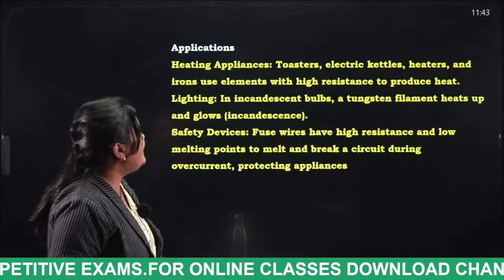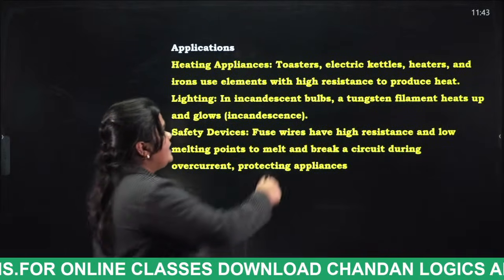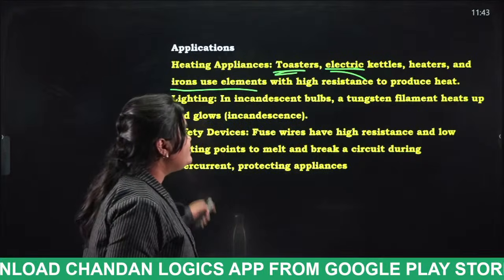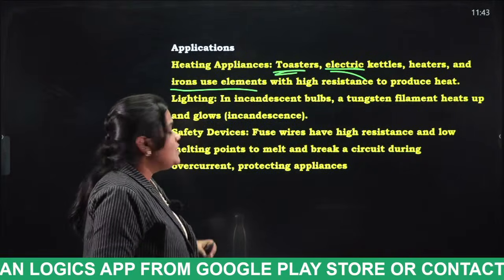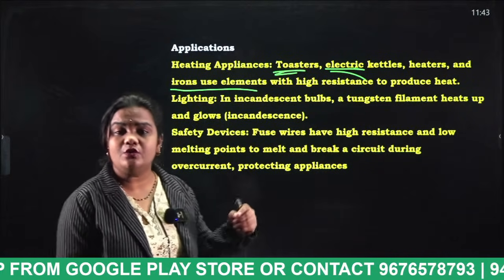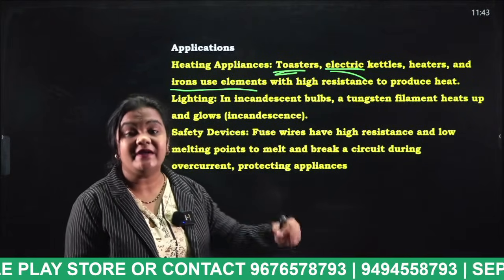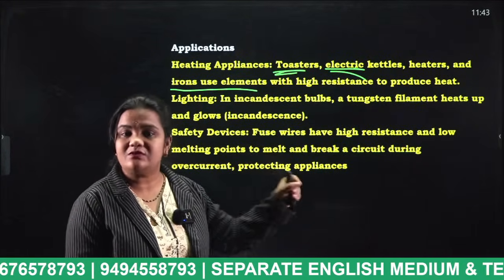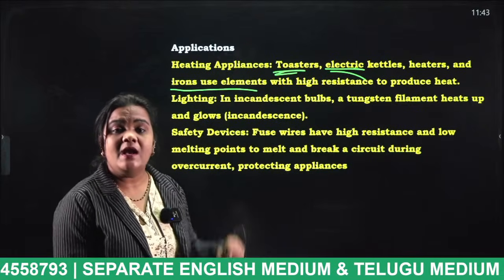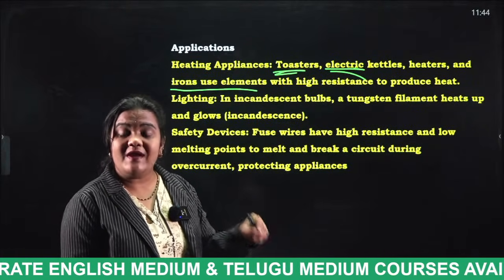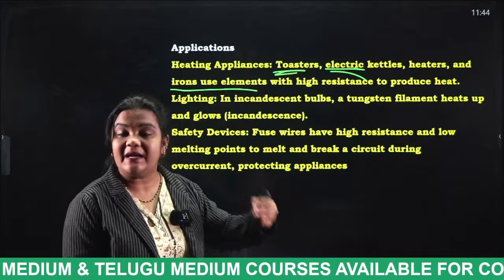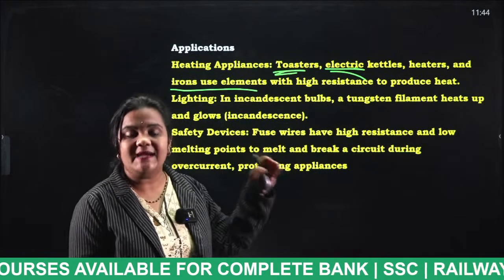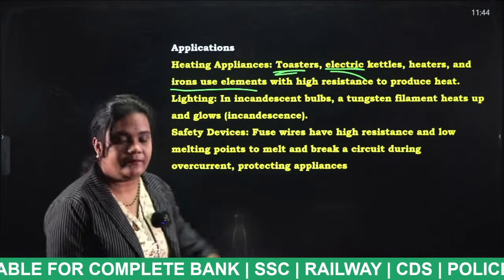Next, applications. In toasters, electric kettles, heaters and irons, elements with high resistance are used to produce heat. So what type of materials do we use for an electric heater, students? Iron. We use materials with high conductivity, where a high electric current can pass. We choose that type of material for electric heaters, toasters, etc.